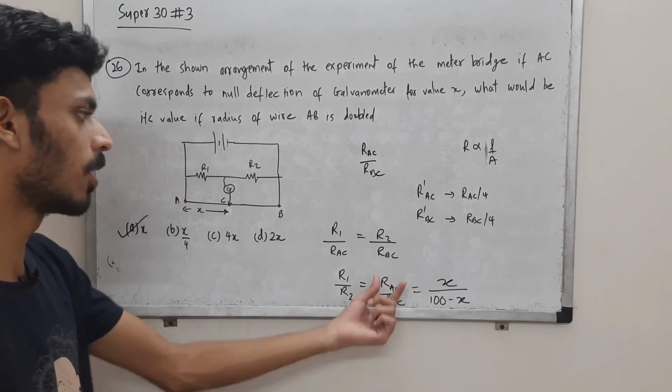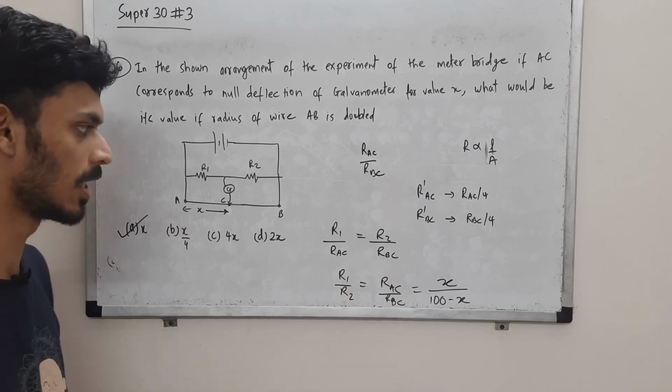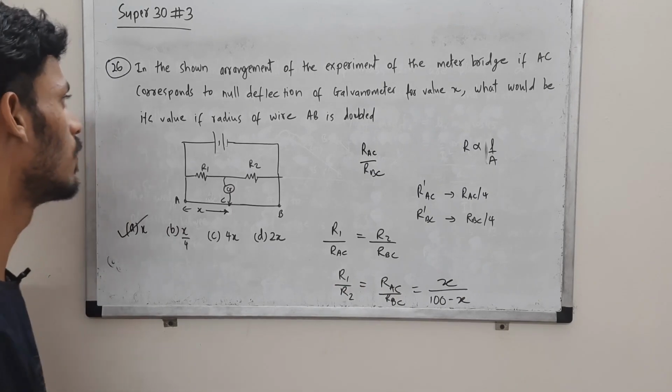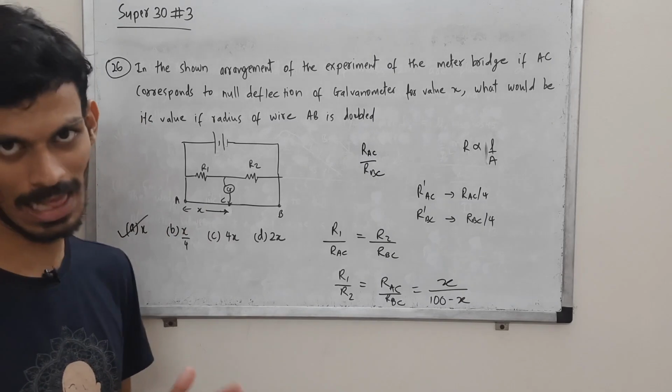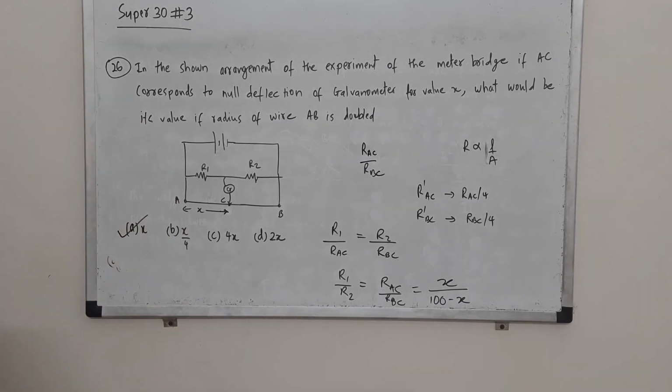Both are divided by a factor of 4, so R1 by R2 effectively does not change, so x effectively does not change. So even if you double the radius of this wire, the null deflection point will not change. Key point. Let's move to the next question.